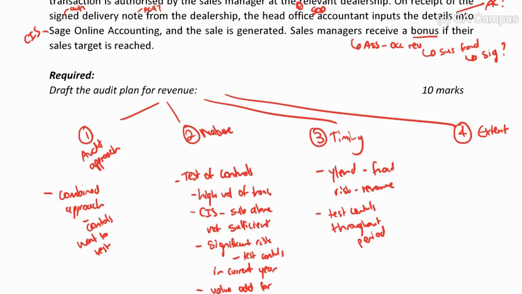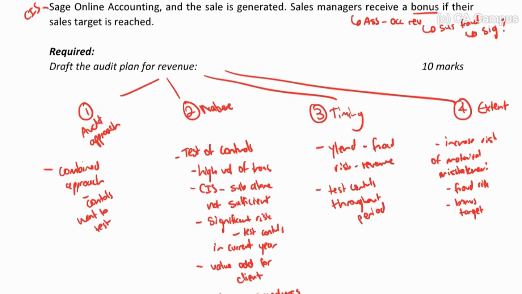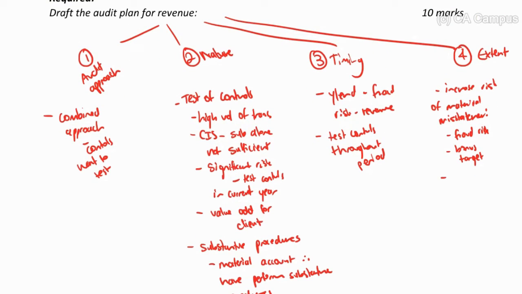The extent, I'm going to say there's an increased risk of material misstatements. Why? Because there's the fraud risk and there's the bonus based on targets. So because of that, I want to decrease materiality.